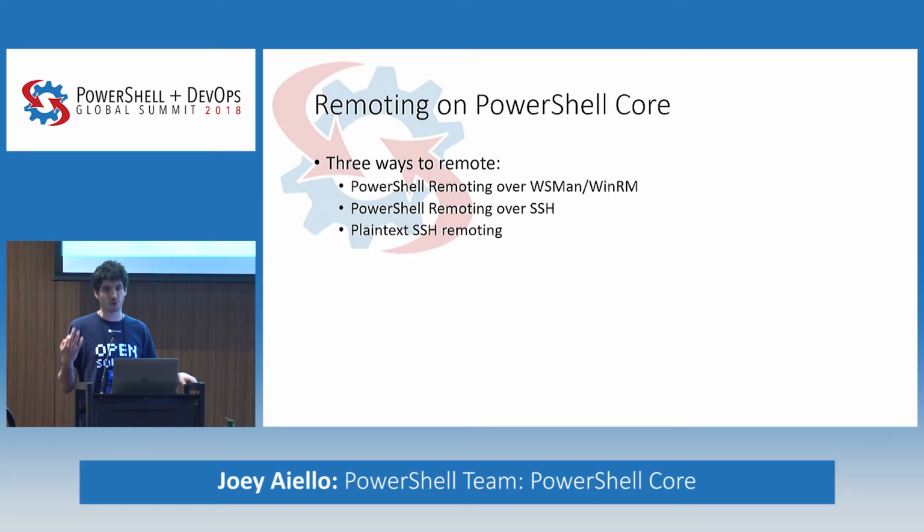So remoting. In PowerShell Core, there are 3 ways to remote. One of those is the traditional PowerShell remoting over WinRM WSMan. All those cmdlets are going to work just the same as they do on Windows PowerShell.